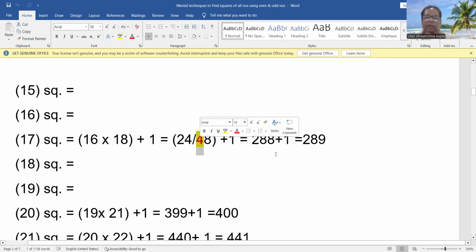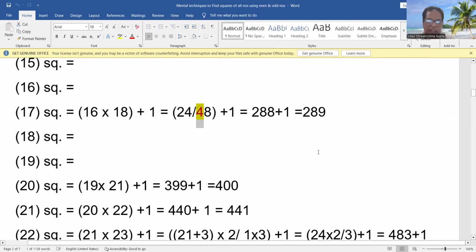So 288 is the final product of 16 into 18, and then I add 1 to this product. I get the answer 289. So 289 is the square of 17.